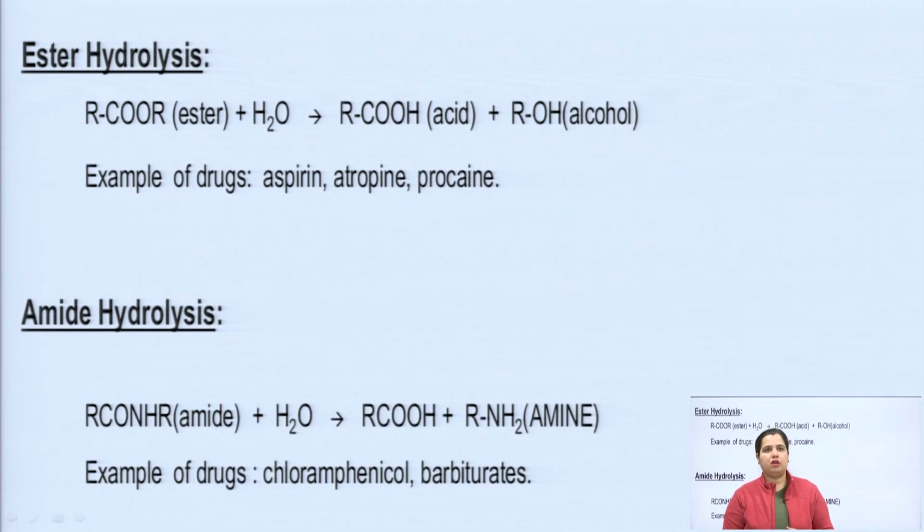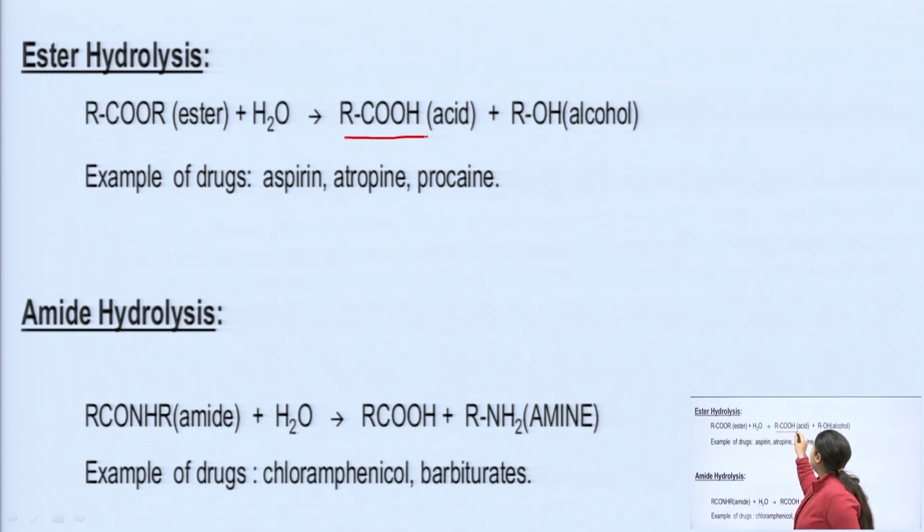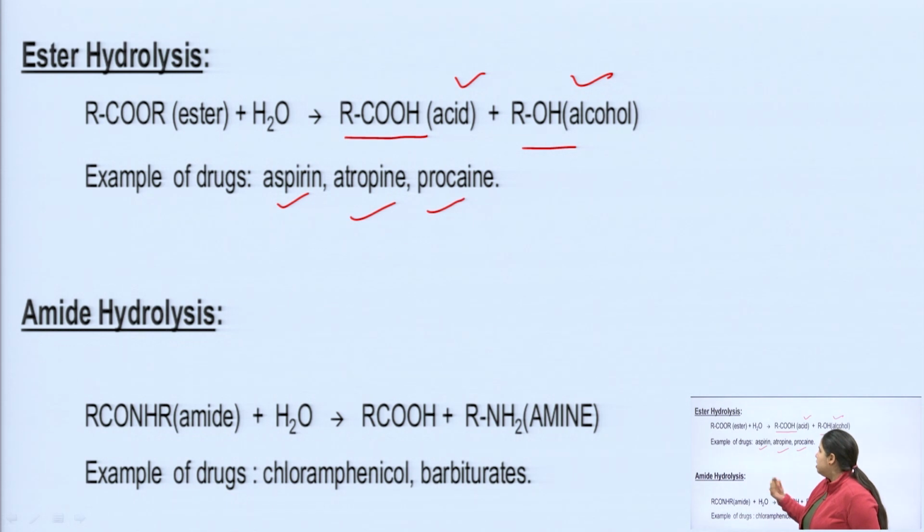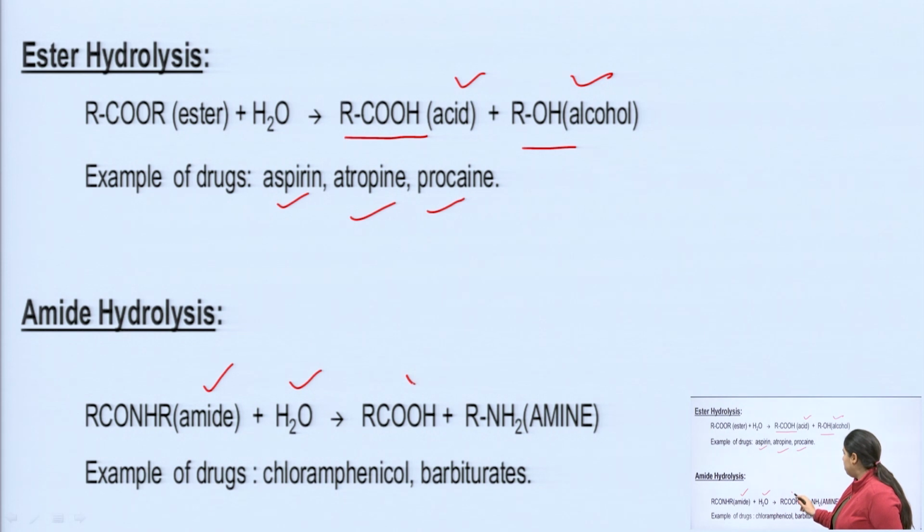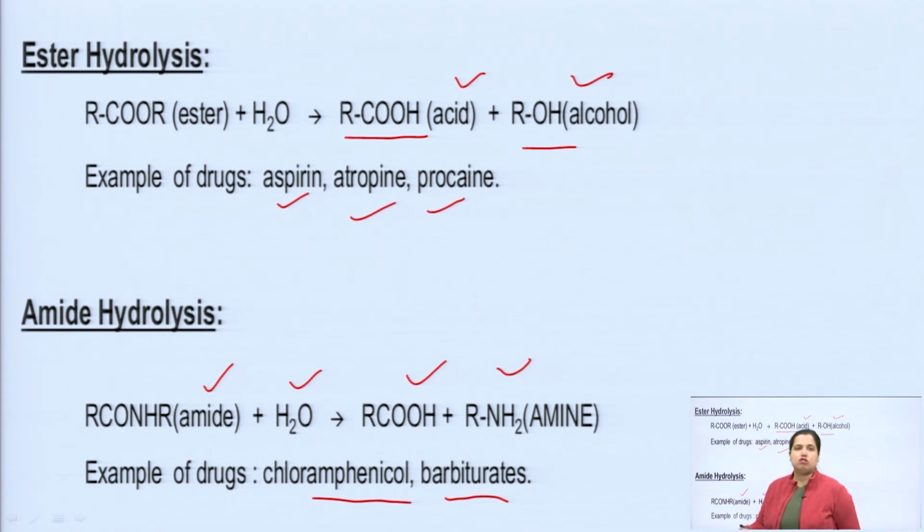Ester hydrolysis: this is the common equation, RCOOR, the ester, plus H2O will make RCOOH and ROH, an acid and an alcohol. Examples of drugs are aspirin, atropine and procaine. Amide hydrolysis: this is the amide, and in the presence of water it will make the amine and the acid. Examples are chloramphenicol and barbiturates. Generally, the reaction takes place like this.